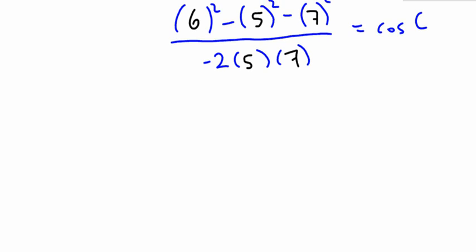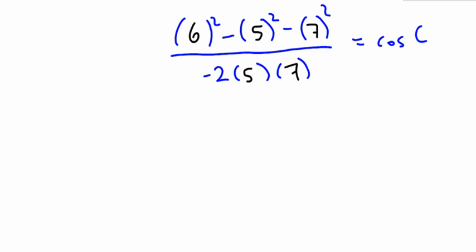So now I'm going to calculate. In the numerator, I have 6 squared minus 5 squared minus 7 squared, and that's going to give me negative 38. In the denominator, I have negative 2 times 5 times 7, and that's going to give me negative 70.